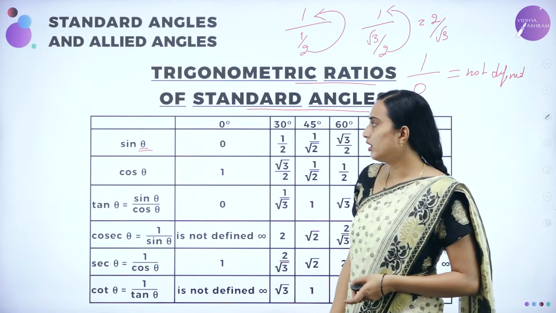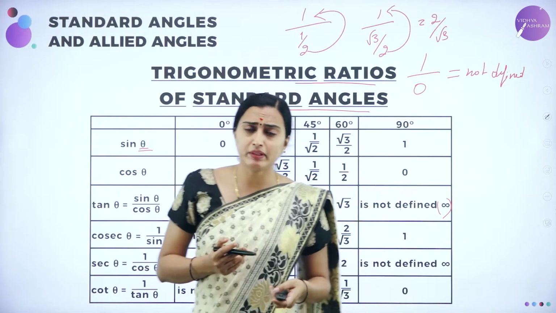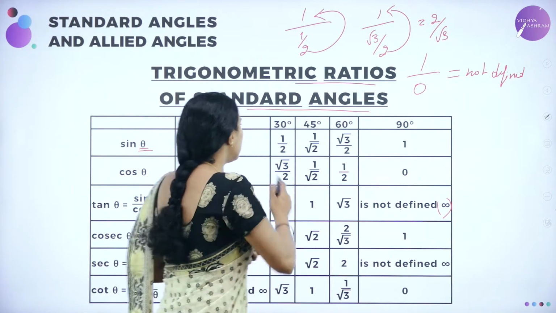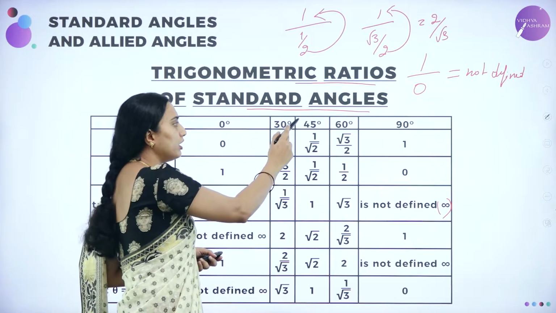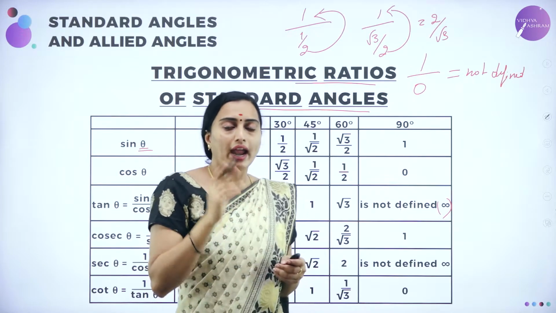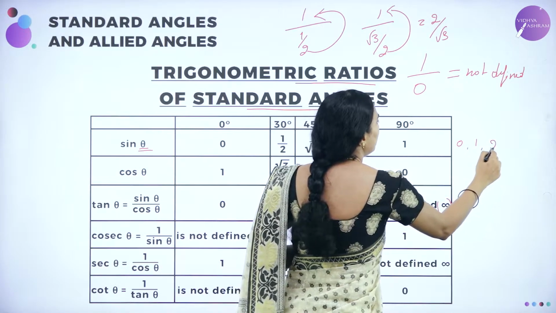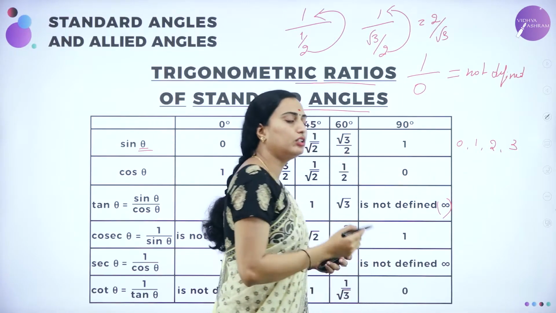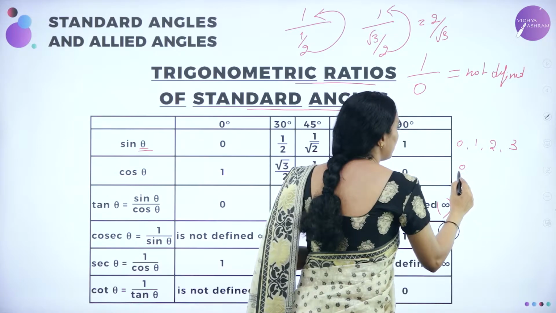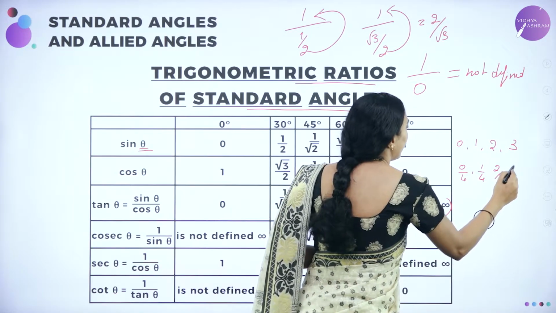Understood? So next, this value you have to remember. If you don't know how to remember the values, I am going to give you a hint. Just write down 0 degree, 30 degree, 45 degree, 60 degree, 90 degree one after the other. And then write 0, 1, 2, 3, and then divide by 4. If you divide by 4, it will become 0 by 4, 1 by 4, 2 by 4, again 3 by 4.